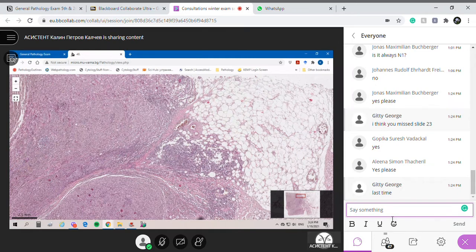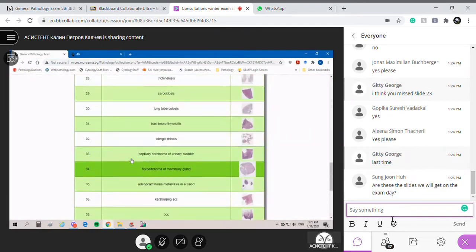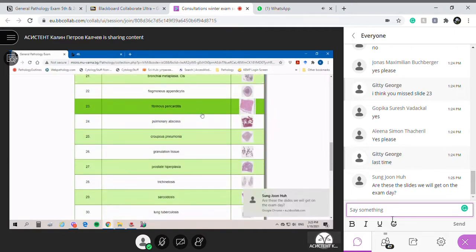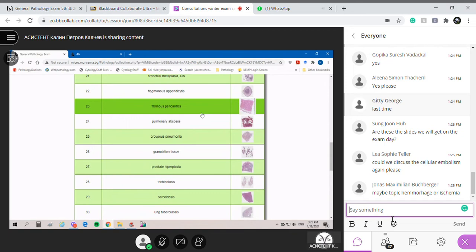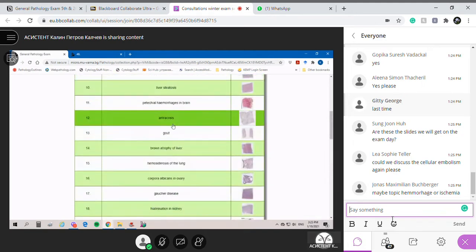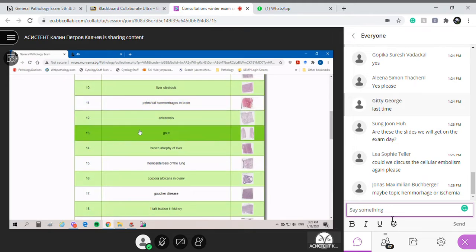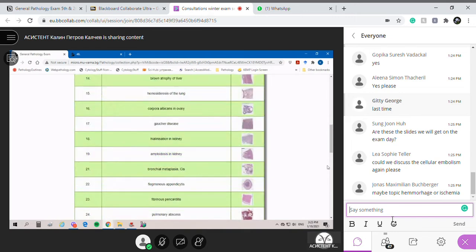Okay, slide 23 then. Someone asked about slide 23. Yes, you will get these slides on the exam date. Actually, we will give you slides directly from the Blackboard, from here. Okay, let's first show slide 24, then I will show this cellular embolism, hemorrhage or ischemia. Okay, we will discuss these.